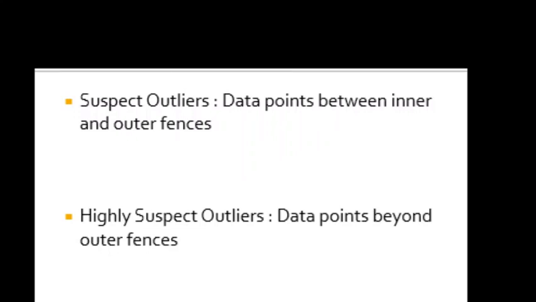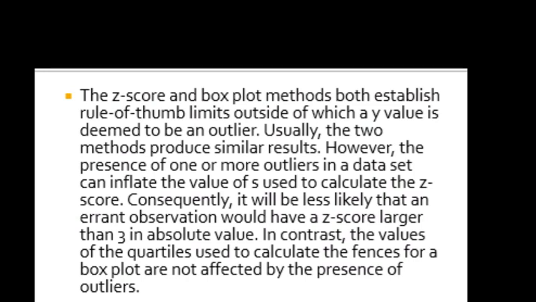Okay, for the box plot, these are the rules. Suspect outliers are any data points between the inner and the outer fences, and highly suspect outliers are data points beyond the outer fences. Okay, here's a quick summary. Both methods, the z-score and box plot method, can be used to identify outliers. Both should give similar results, except in the cases when there are a lot of outliers in the data set. In that case, the value of the standard deviation would be inflated, which in turn could impact the z-score value. But the other method, the box plot, doesn't get impacted by outliers.